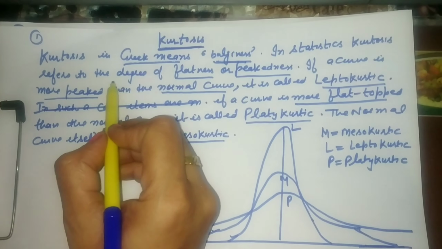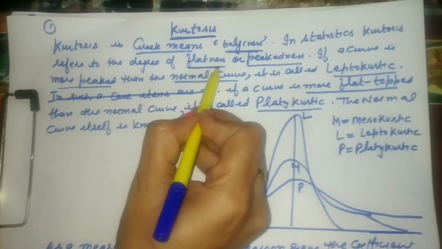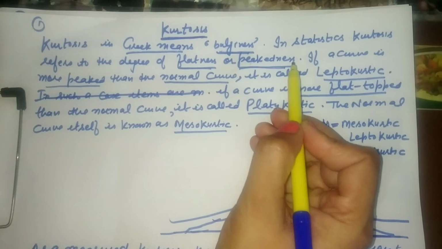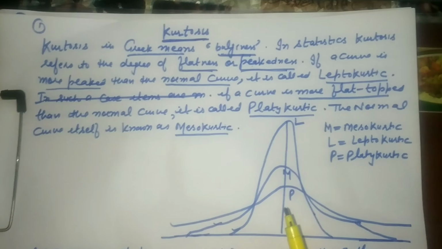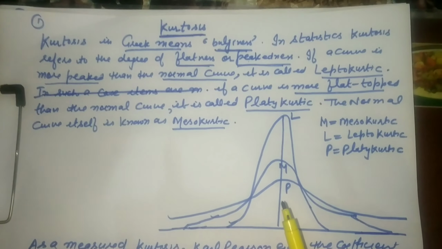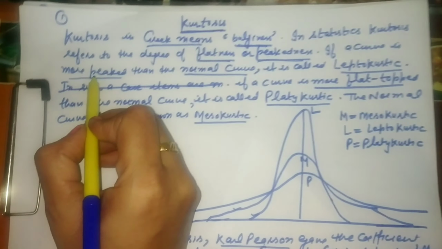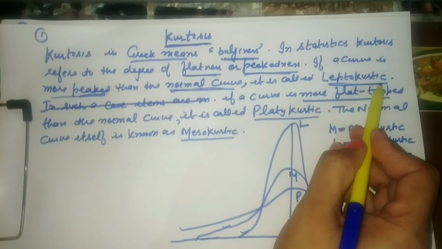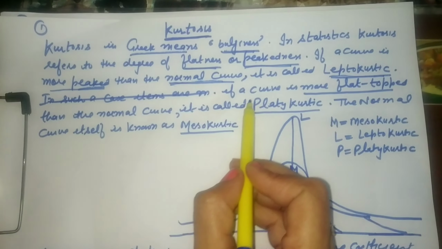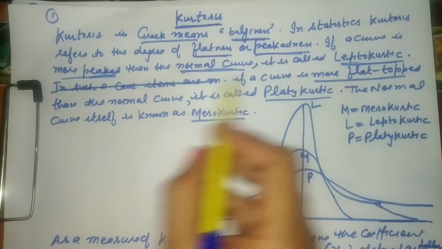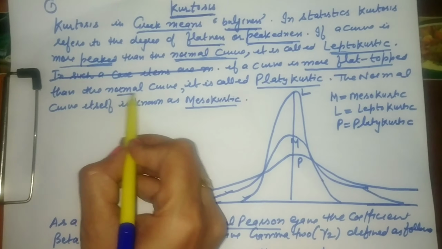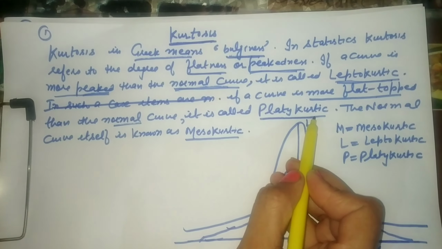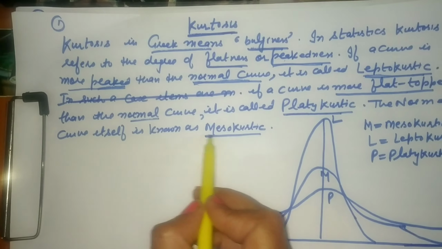In statistics, kurtosis refers to the degree of flatness or peakedness. That means it tells about how flat or peaked the curve is. If a curve is more peaked than the normal curve, then it is called leptokurtic. If a curve is more flat topped than the normal curve, then it is known as platykurtic. The normal curve is known as mesokurtic.